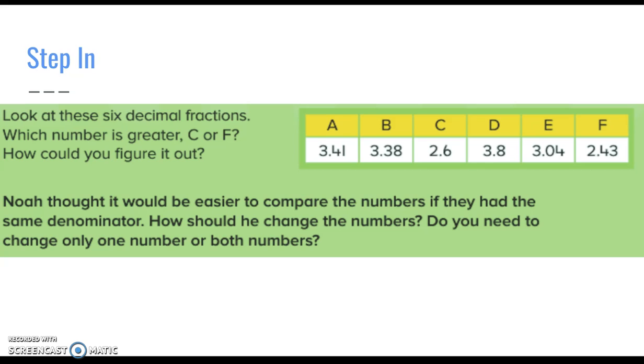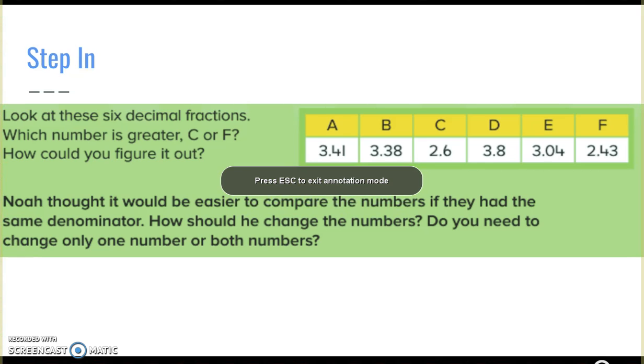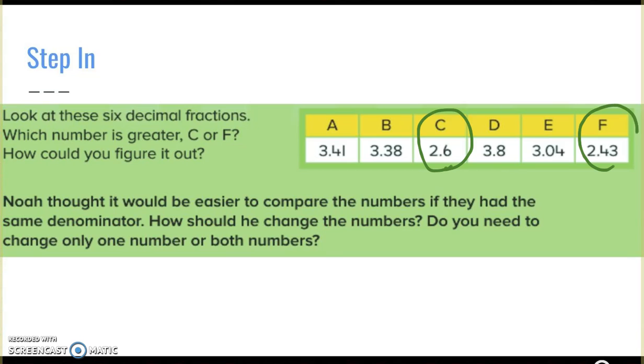So first thing we're going to do is look at the 2 numbers that we need, and we're going to write them up and down so that we can compare the different place values. So the first one we're going to look at is C, and then we're going to look at F. So I have C, which is 2 and 6/10, and then I have F, which is 2 and 43/100.